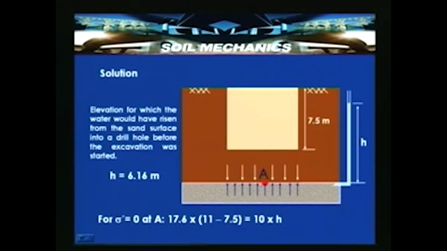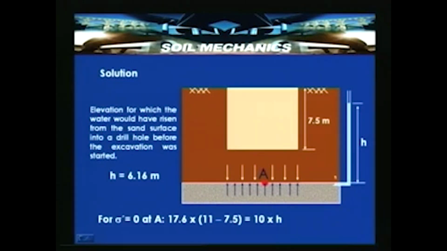If the excavation is carried out to 7.5 meters, we need to calculate the elevation h to which the water would have risen into the standpipe. Here again consider point A, which is the interface between the clay layer and the sand layer. At this point, an area A perpendicular to the plane of the figure is subjected to an upward thrust, which is gamma W h. Here gamma W is taken as 10, so it is 10 h kilonewton per meter square acting over area A in the upward direction.